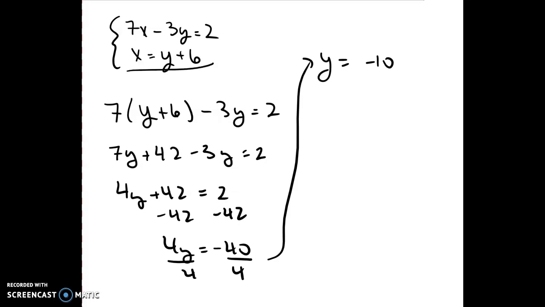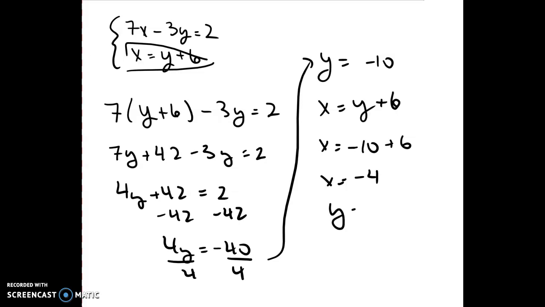Okay, then I'm going to go back to this x is equal to y plus 6. And I'm going to substitute in what I know for y now. So negative 10 plus 6. So x is going to be negative 4. Okay, so our solution should be y is negative 10 and x is equal to negative 4.